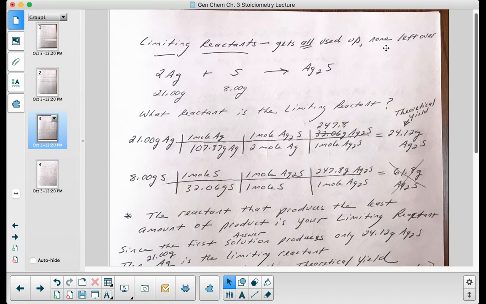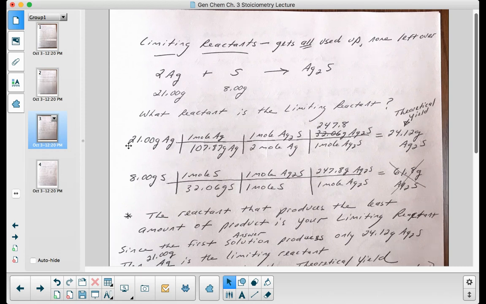So in this example, I'm starting out with two known quantities, 21 grams of silver and 8 grams of sulfur. In the previous segment, I talked about the fact that it mentioned one reactant was in excess, so you didn't have to worry about the second reactant. But when you're working with limiting reactants, you have to worry about the amount of the second reactant. We're going to go through the process for determining what's the limiting reactant.